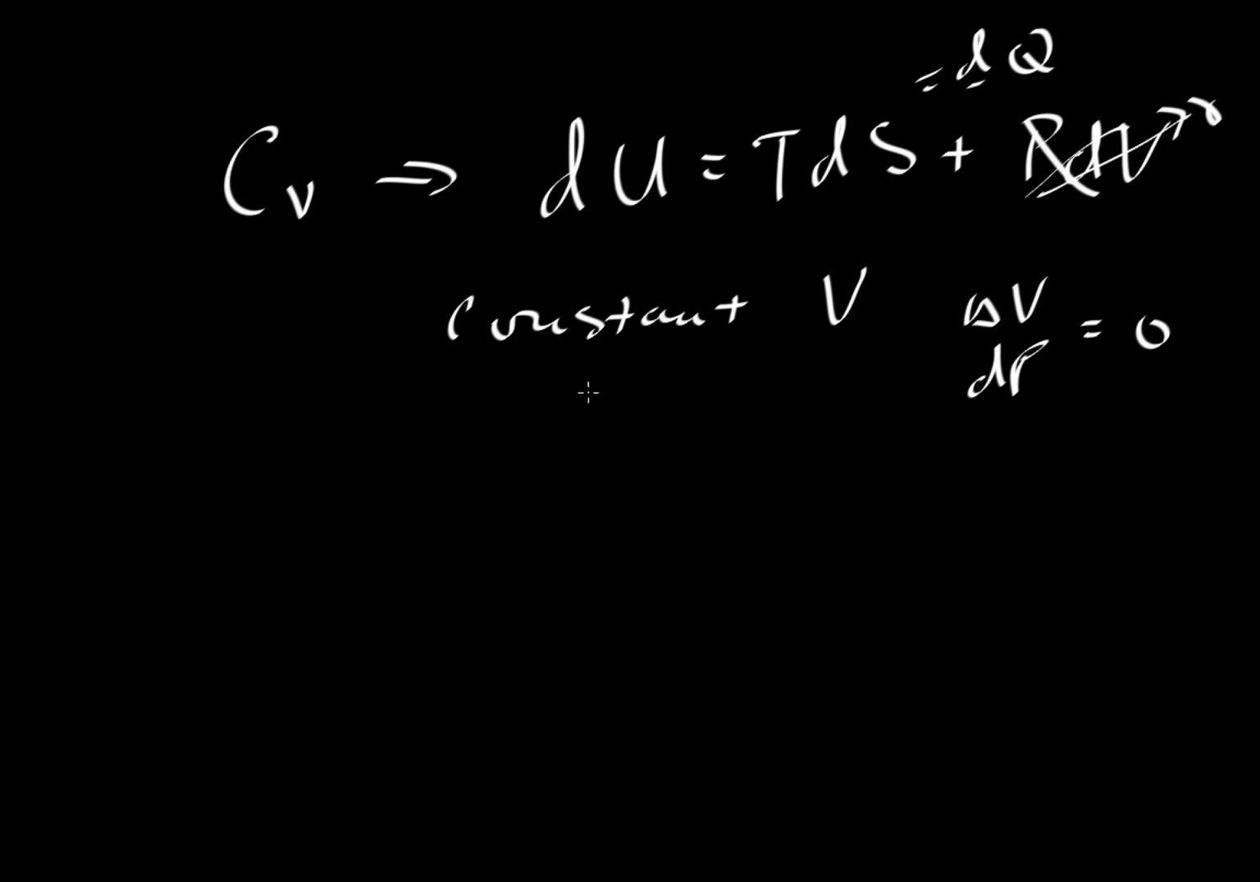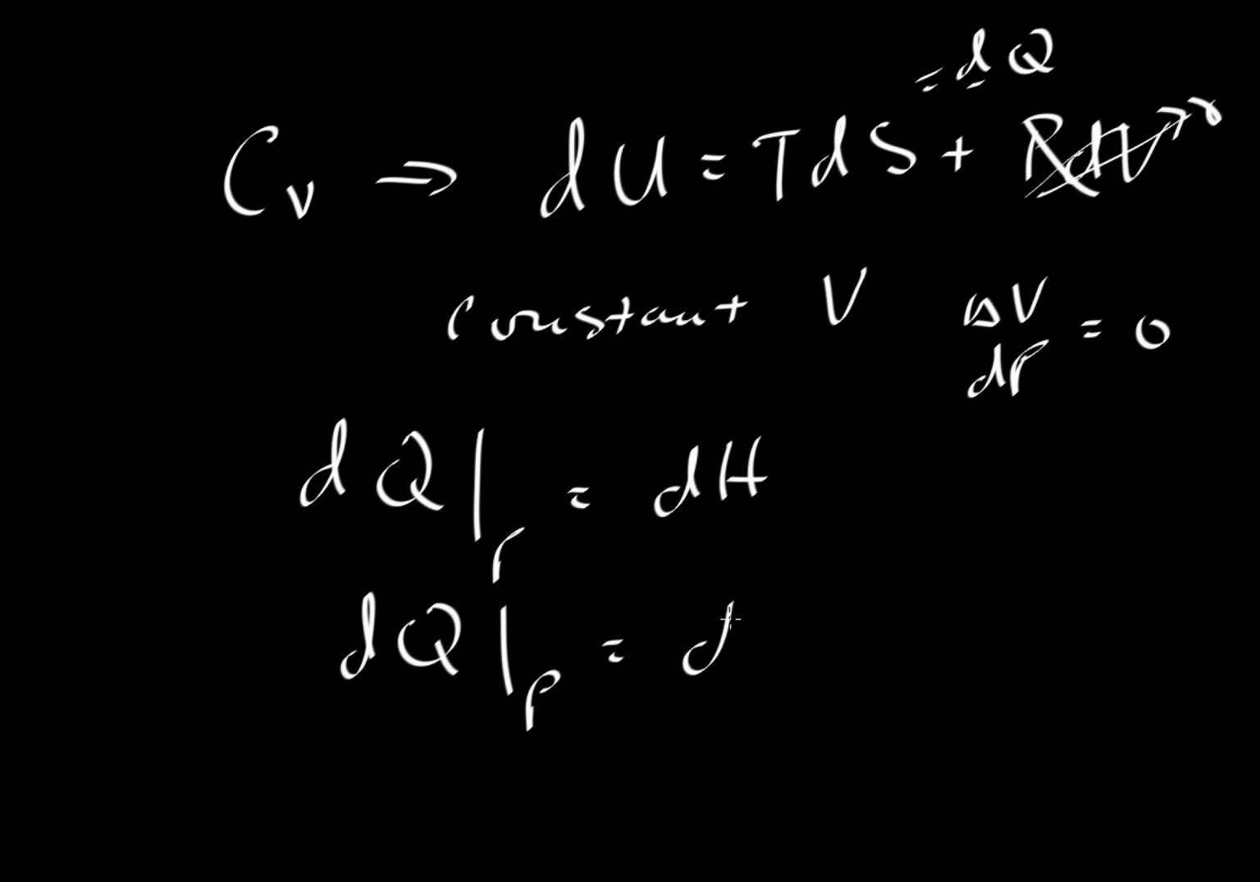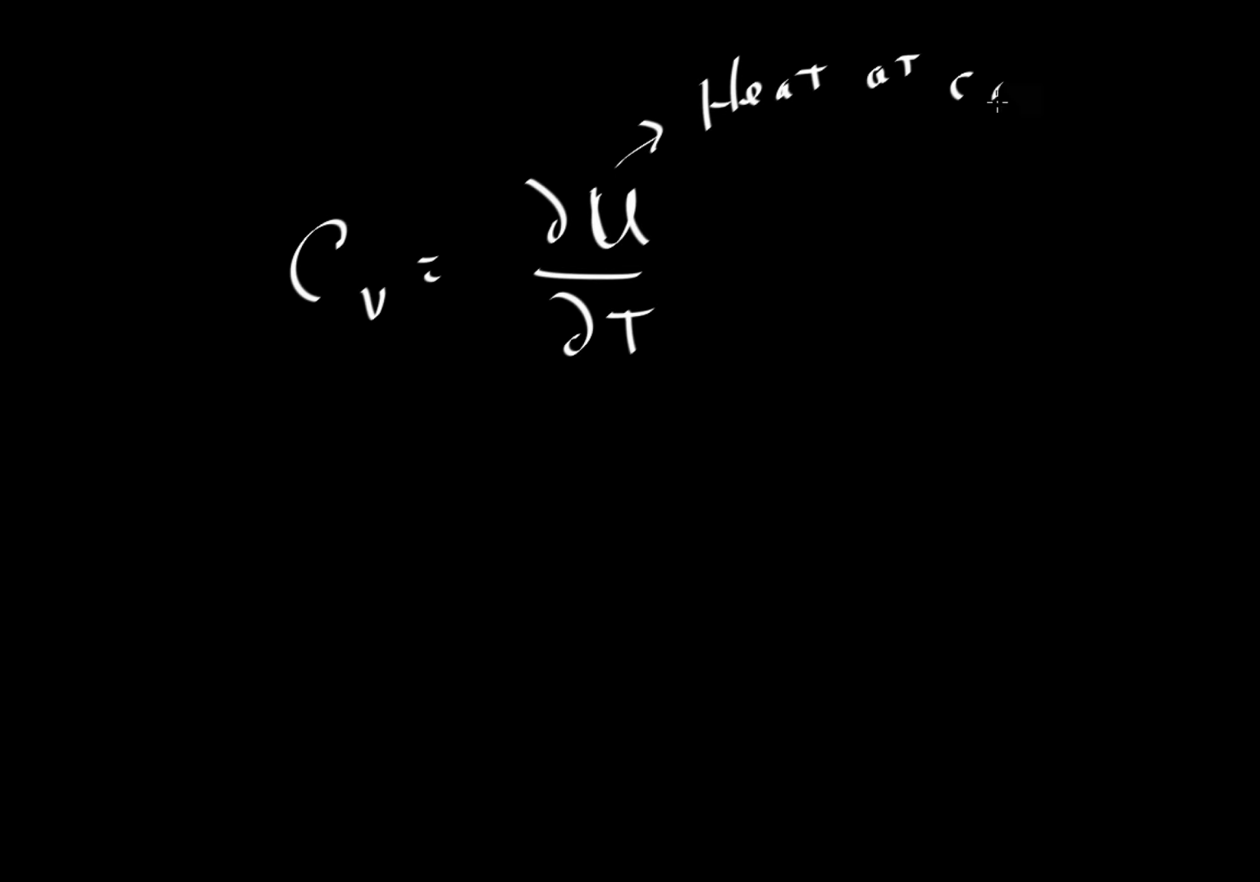So dQ at constant pressure is equal to dH, but dQ at constant volume conditions here is equal to dU. So for CV, strictly, it is equal to the change in internal energy with respect to temperature. And that's effectively the change in heat. This is the change in heat at constant volume. This dU term makes it look a little mysterious, but there's really nothing mysterious about it.